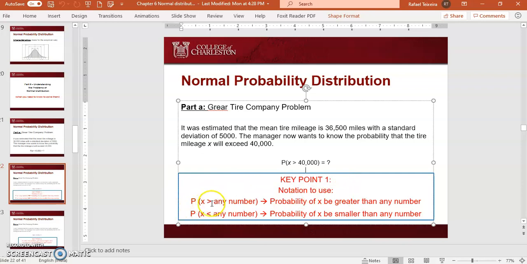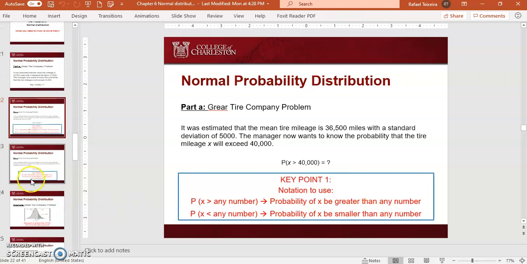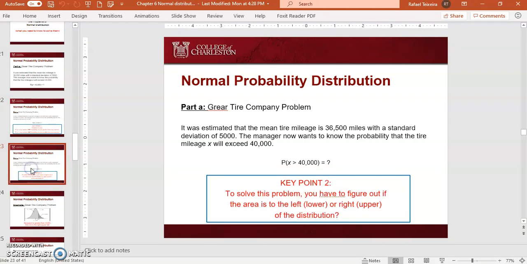For example, again, P: what's the probability that a given variable is higher than any number? That's the probability of X being greater than a number. This notation says the probability of X being smaller than a number, and we can also have the probability of X being smaller than a given number and higher than another number in the same problem. So the first step is to understand notation.